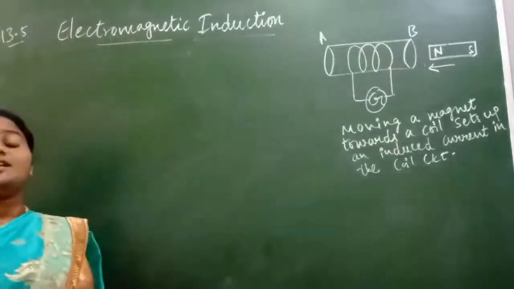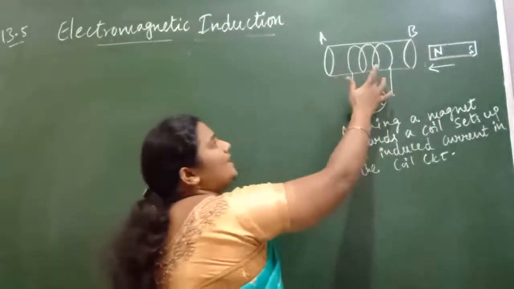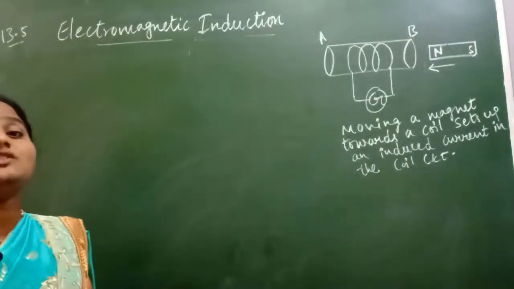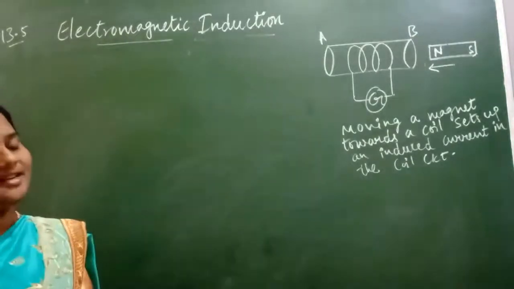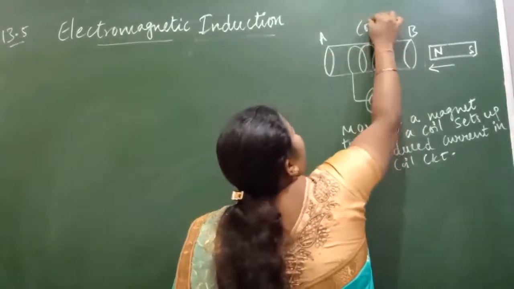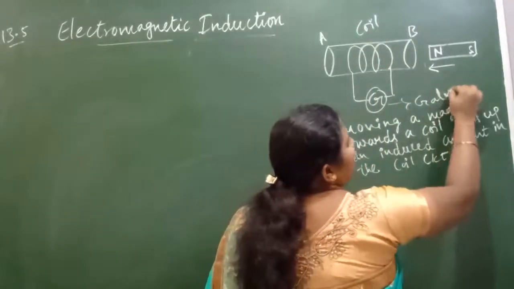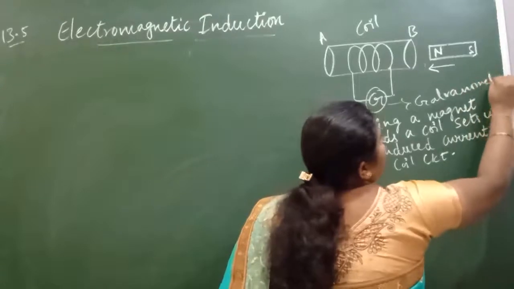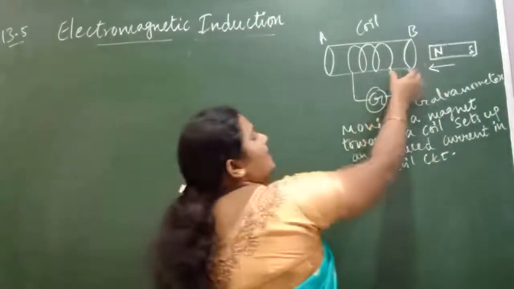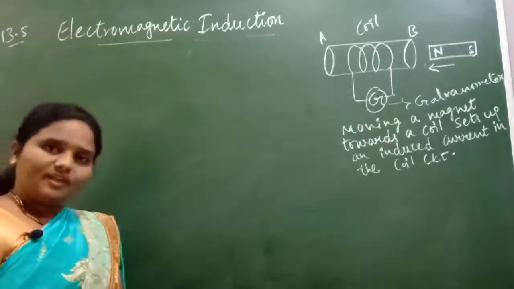So now we will study a simple demonstration of electromagnetic induction. This activity consists of simple things. We have to take a coil of wire wound with copper wire, children, consisting of many turns, with ends named A and B. This is what? A coil, isn't it? And here a galvanometer is connected. First, what we have to do? The 2 ends of the coil are connected to the galvanometer.